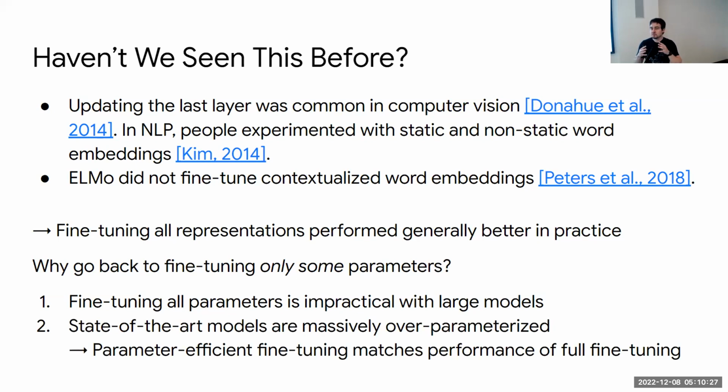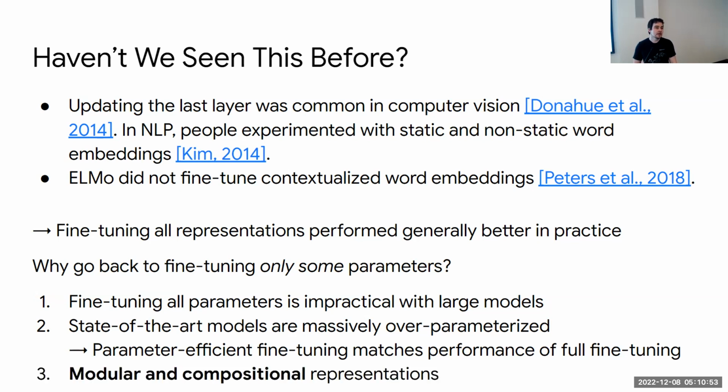Secondly, in this regime of huge, over-parameterized models in particular, we've observed something that was not really possible with smaller models: because these models are so huge and so over-parameterized, we can actually match model performance by updating just a small set of parameters. That's been shown across different methods in practice. And the last point, which is where the other part of the tutorial title comes in, is that only updating a small number of parameters gives rise to representations that are modular and compositional.